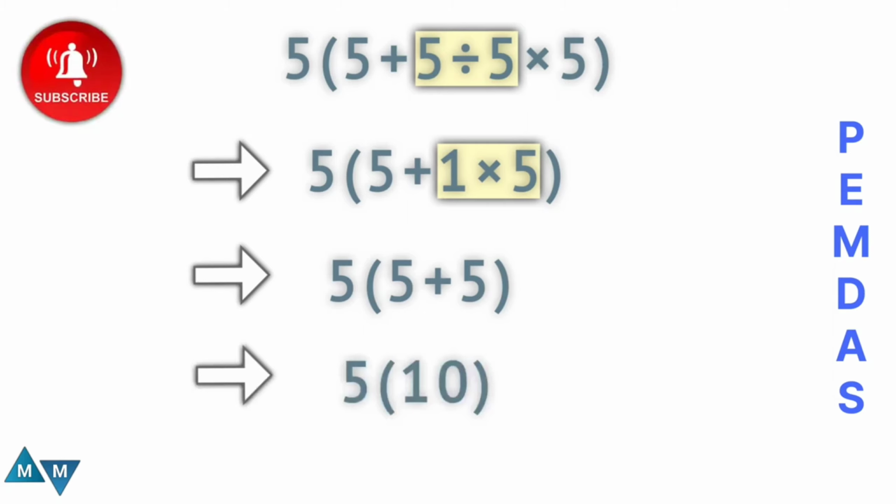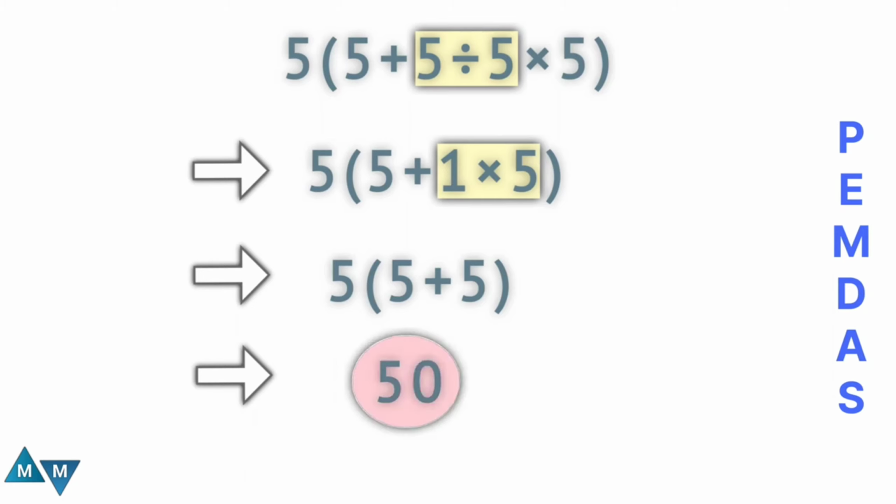Now finally, we're done with everything inside the parentheses. So now we can start thinking about the numbers outside of the parentheses. So 5 next to this parentheses. Here, this is actually multiplication, and that's all we have to do. 5 times 10 is 50. This is our final answer.